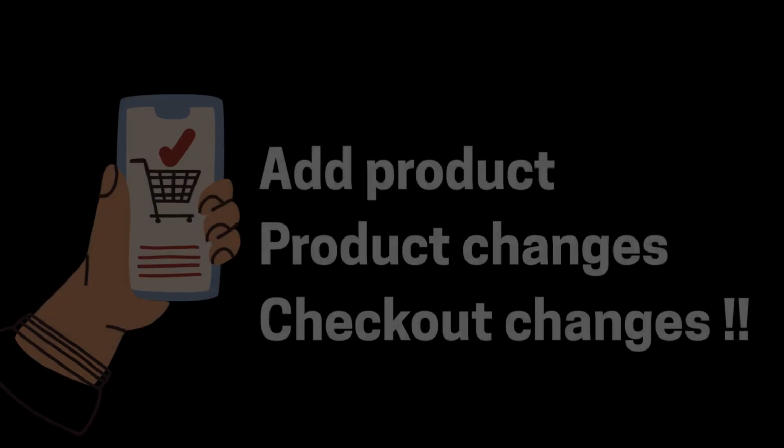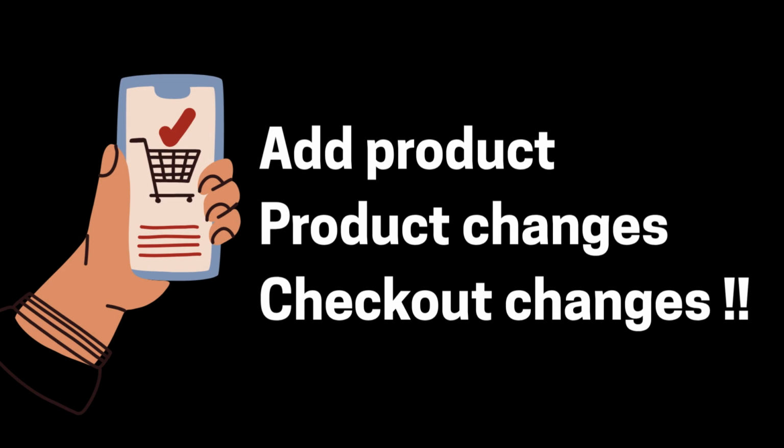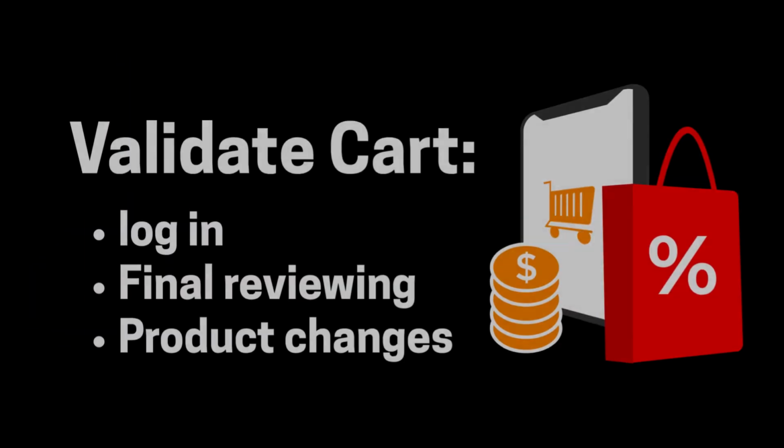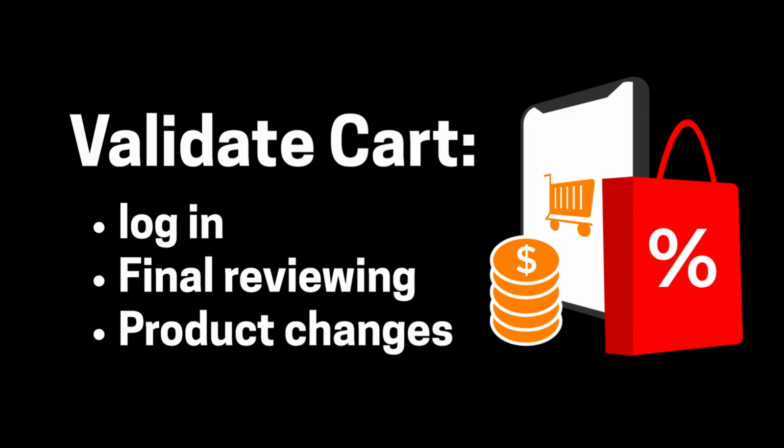So the naive design would go with add product to the cart, then when the product changes, the user will see the changes later in the checkout. And that may lead to a distrust experience. So I used a validate cart method where I check the cart content when the user logs in, final reviewing, before checkout, when product changes. Note that after purchasing, I can't change product price or any other characteristics because the order becomes a snapshot.